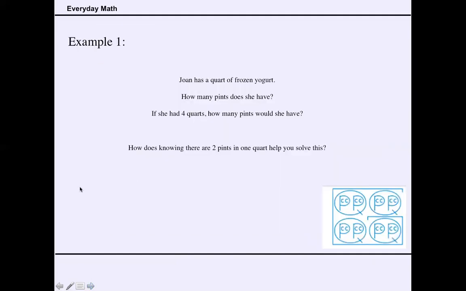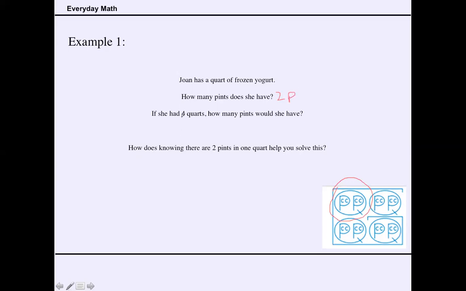All right, our first problem. Joan has a quart of frozen yogurt. How many pints does she have? If she had 4 quarts, how many pints would she have? So Joan has 1 quart of frozen yogurt, or 1 Q. How many pints does she have? If she has 1 quart, let's figure out how many P's are in 1 Q. 1, 2. So in 1 quart, she has 2 pints.